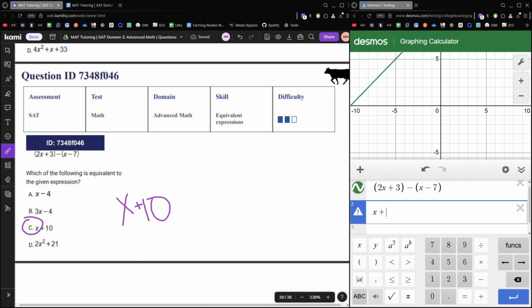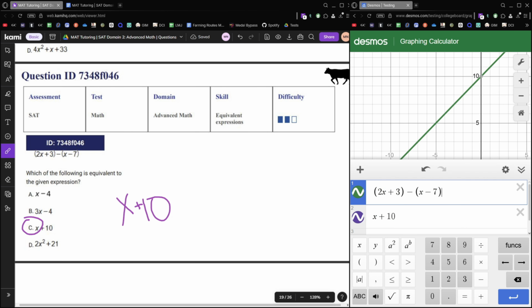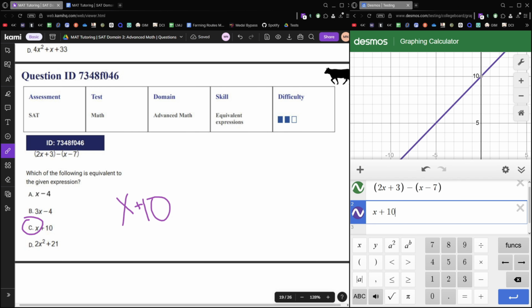let's just type these two into Desmos, the one we're given, as well as our answer choice. And if we click between our two lines, you would see that they overlap. Wait, see? And that means our answer would be equivalent and correct.